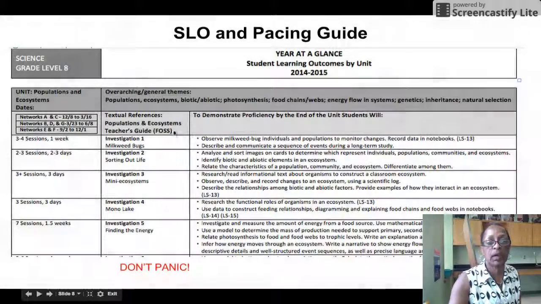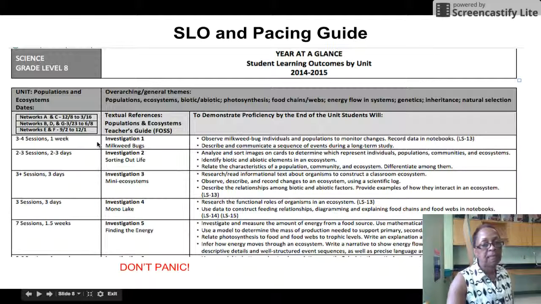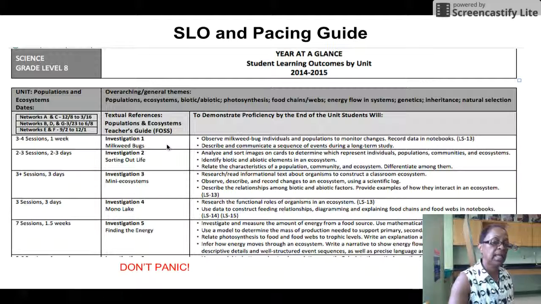The student learning outcome tells you how many sessions there are and the recommended number of days and weeks that each investigation should be taught. You might be able to move through some of your investigations a lot quicker than the recommended times, because some of it is observation, some of it is construction. If I'm pressed for time, some of the construction that doesn't necessarily factor into the entire lesson can be done after school. Then I'll ask for a couple of volunteers to come and help me do it.